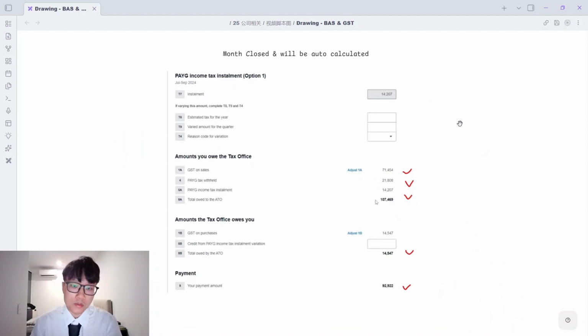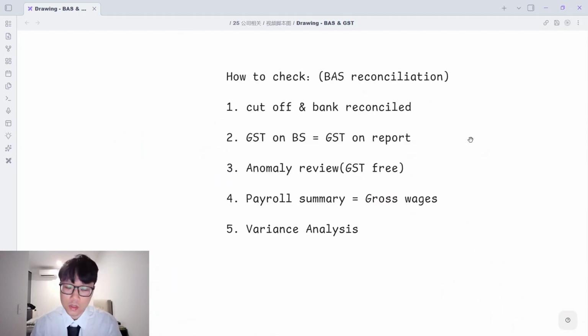And lastly, how to check those figures are correct. Normally I will do 5 steps. Number 1, making sure everything is cut off for that month and all the bank transactions are reconciled. Number 2, we check our GST on the balance sheet equals the GST on the BAS report. If it's not, find that difference and ask the relevant person about it.